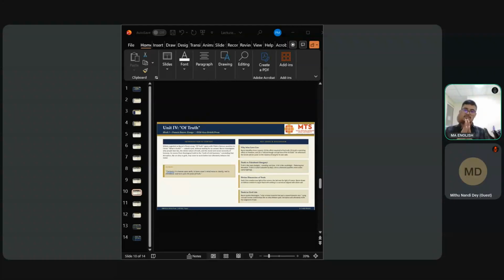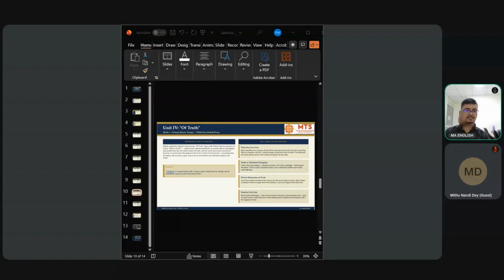Bacon uses this image to make a penetrating observation about human nature. Most of us ask the question of truth at some point in our lives, but very few of us are truly willing to stop, wait, and search for the answer. We are impatient, we are too busy, and often we are afraid of what the truth might demand of us. This opening sets the tone for the entire essay.